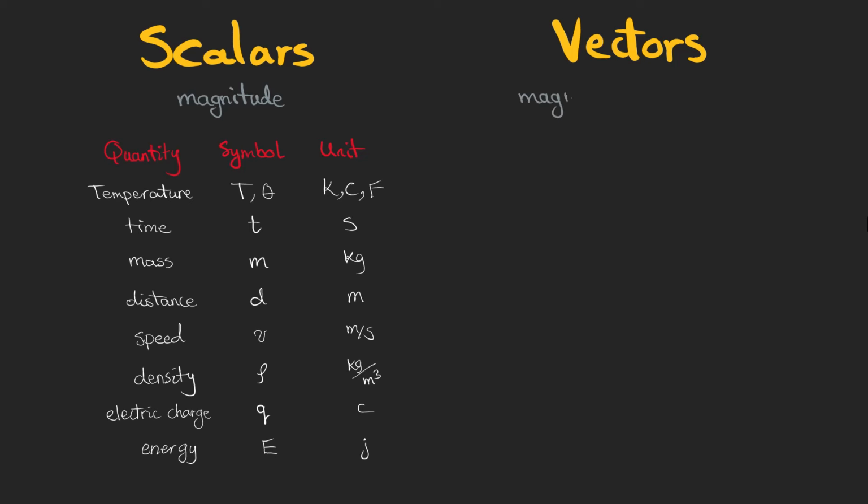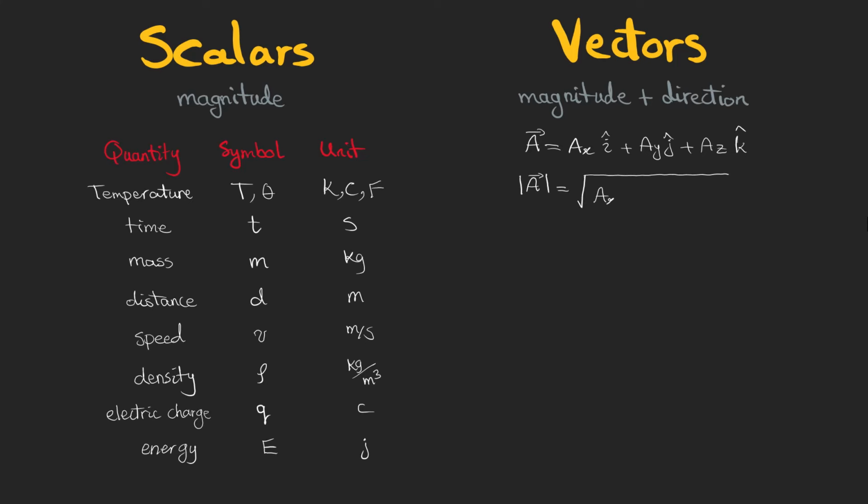On the other hand, to represent a vector, we need a magnitude and a direction. In physics, they are usually used in component form, consisting of 3 unit vectors i, j, and k that are orthogonal and 3 components of magnitude along x, y, and z axes. The magnitude of a vector can be calculated by the square root of the sum of the components squared. Similarly, each vector quantity can be shown by a symbol and a unit, which is the unit of its components.